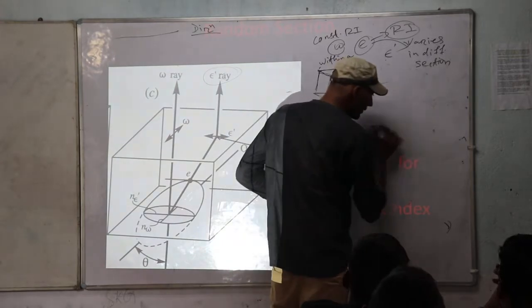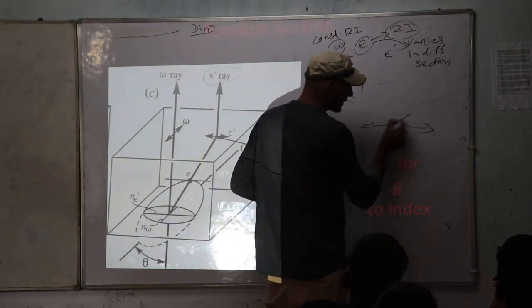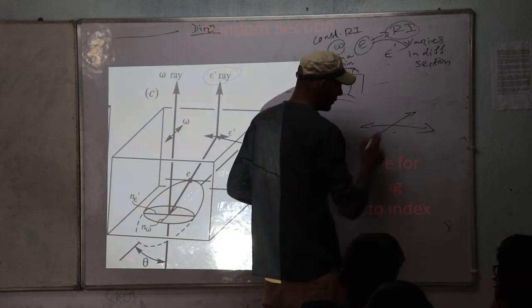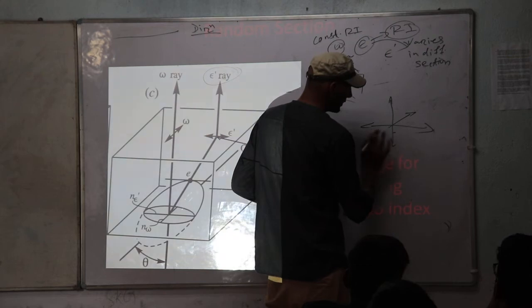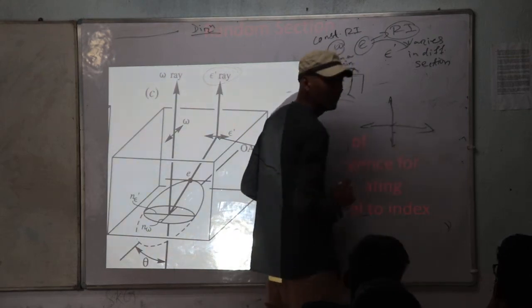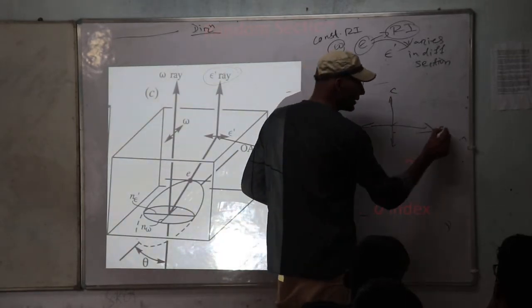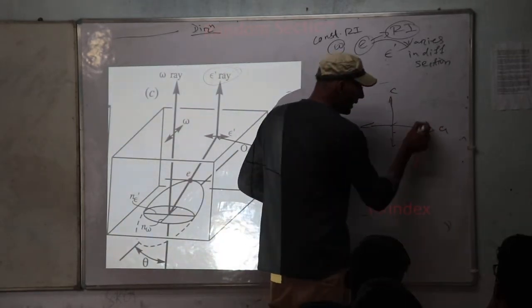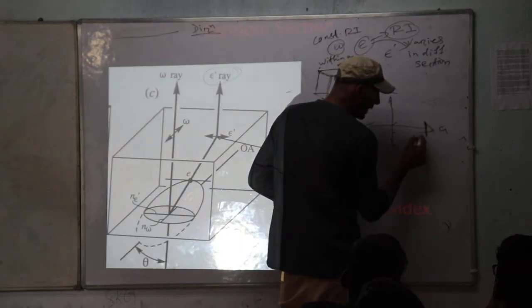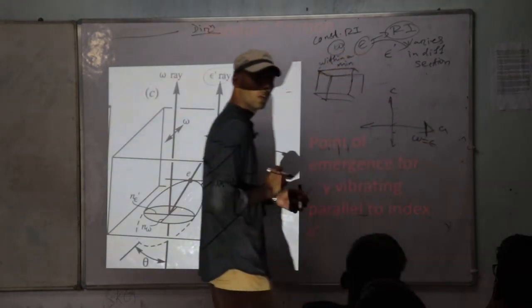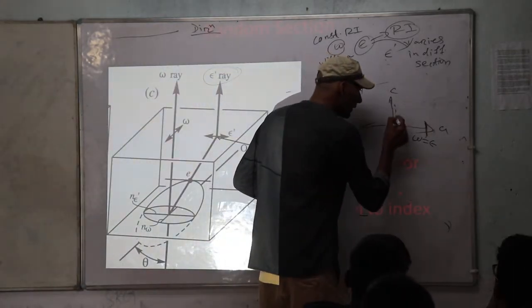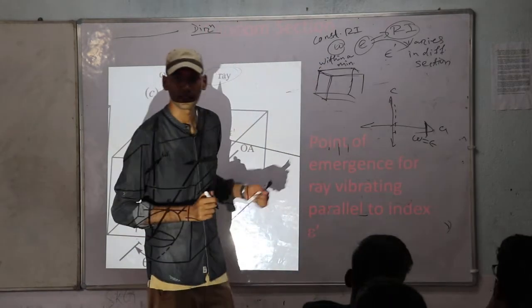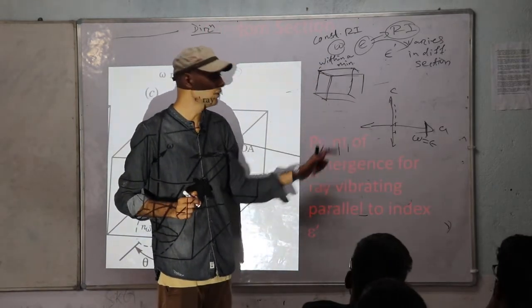One more thing is that if this is the basal section, and this is the principal section. Let's consider it in two dimensions, that will be easier. This is the basal section, this is the principal section. Let's say this is C axis, this is A axis. So in the A axis what happens? Omega is equal to epsilon. Why? Because the optic axis is here, which is parallel to the C axis.